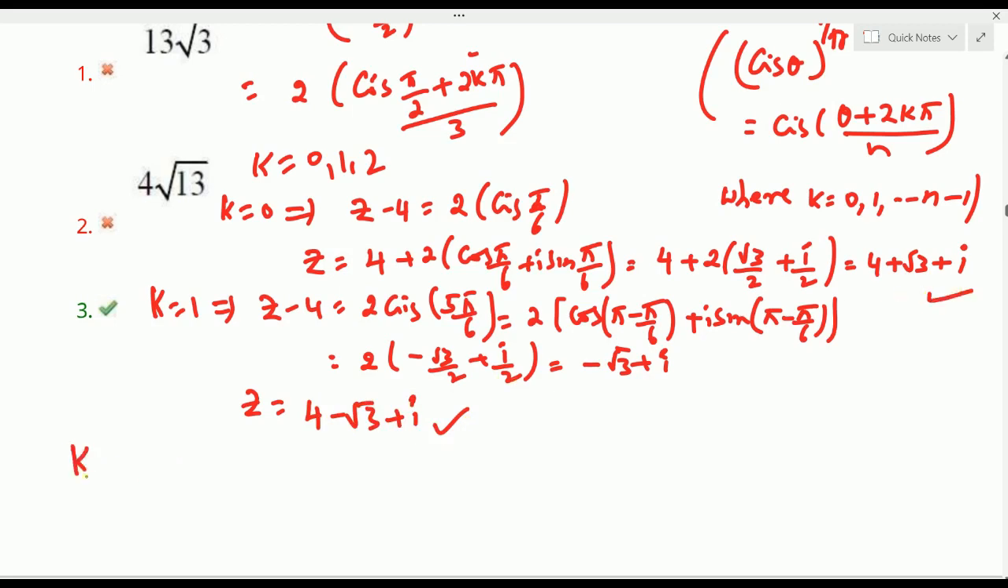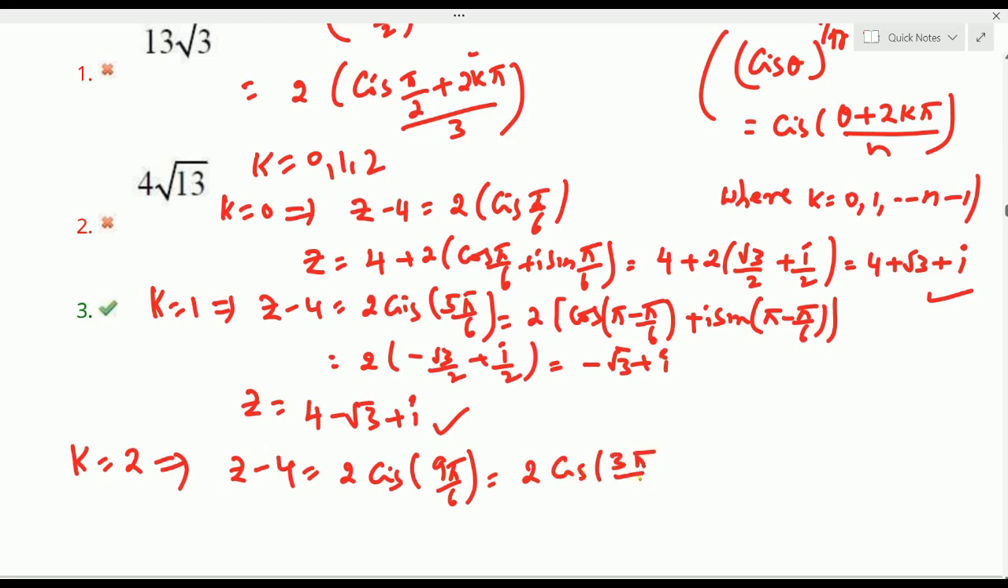Now by taking k equals 2, z minus 4 becomes 2 times of cos 9 pi by 6 plus i sin 9 pi by 6. We can write 9 pi by 6 as: 3 cancels, 3 threes are 9, 3 twos are 6. Therefore this is 2 times of cos 3 pi by 2 plus i sin 3 pi by 2.